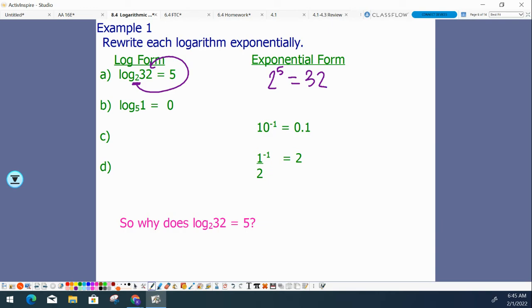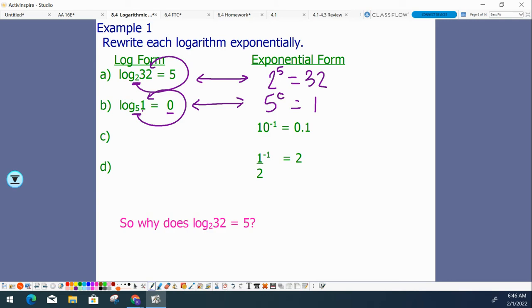And log base 5 of 1 equals 0. Start with the base of the log, 5. Raise it to the 0 equals 1. And we know anything to the 0 power equals 1. So both of these are really the same statement. They're just written, one is written logarithmically, one is written exponentially. So one of the things you're going to have to do on the next checkpoint is write logarithms as exponential and exponential as logarithms.